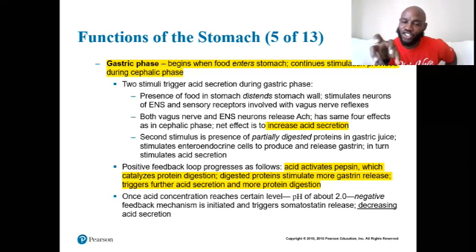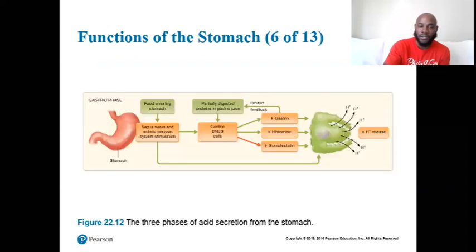Once your pH reaches a certain level, which is 2.0, which is very acidic, a negative feedback mechanism is initiated and triggers somatostatin release, which, remember we said, inhibits the secretion of the acid, so it decreases acid secretion. And that's what happens during the gastric phase. Right? So we have digestion, get too acidic, we stop releasing the acid.